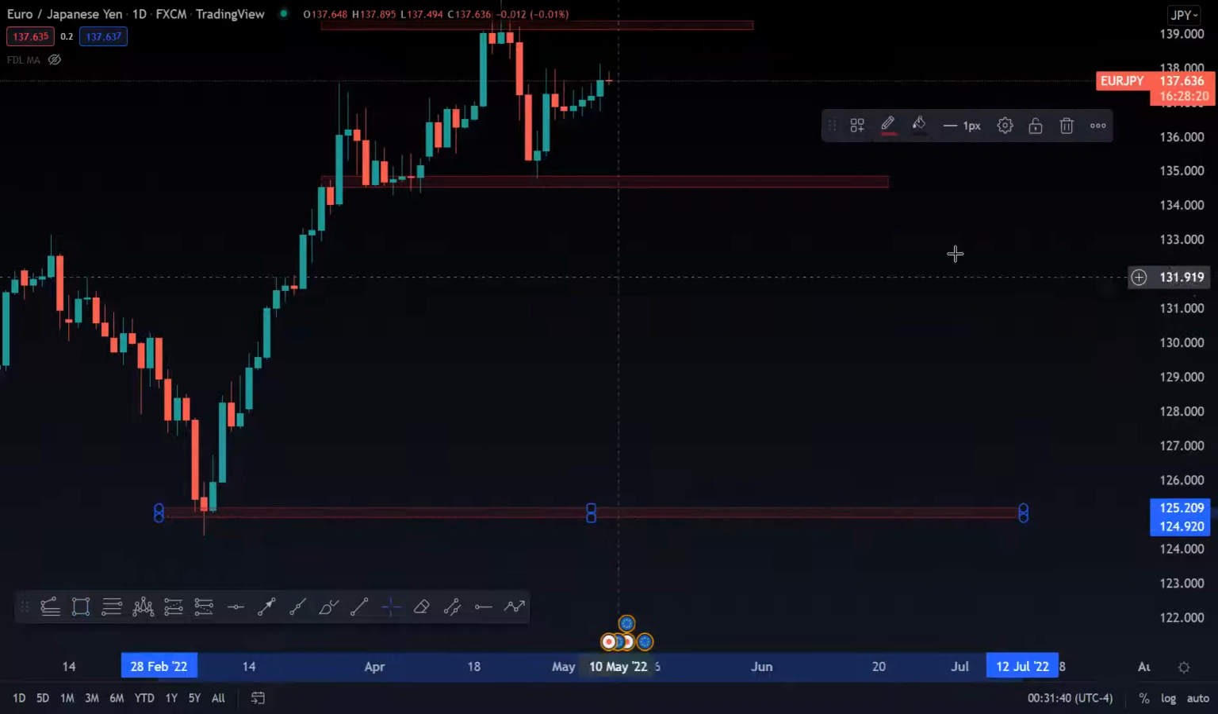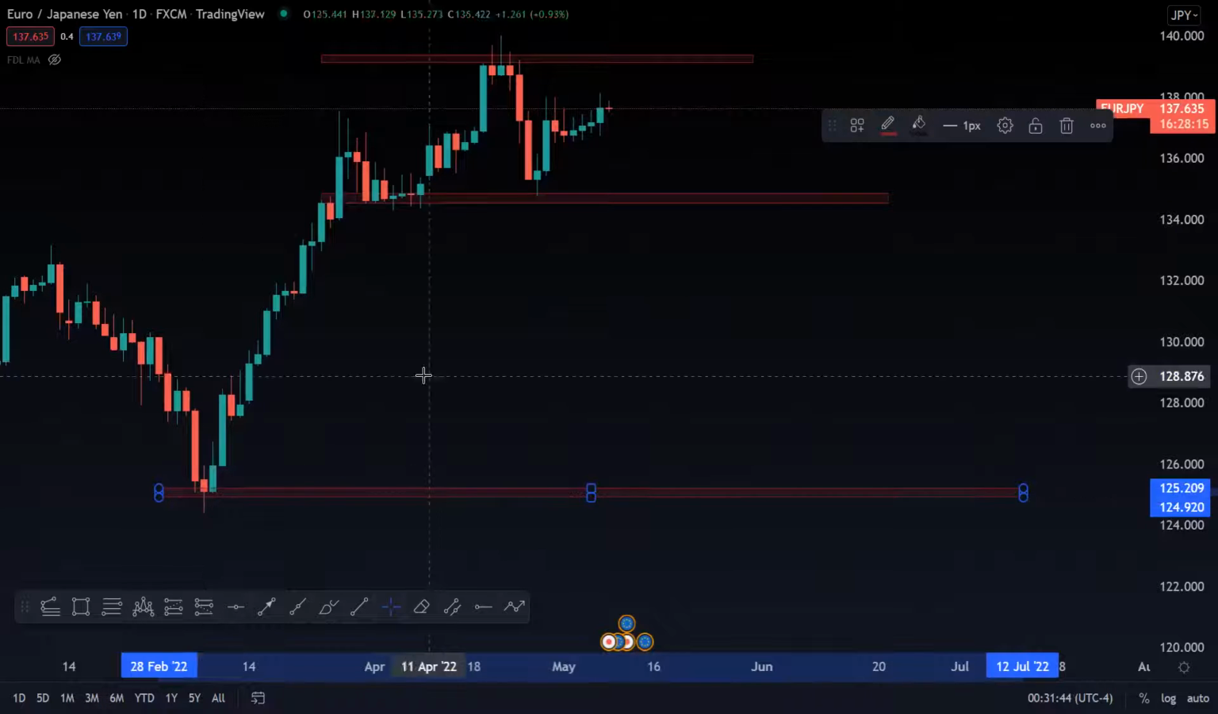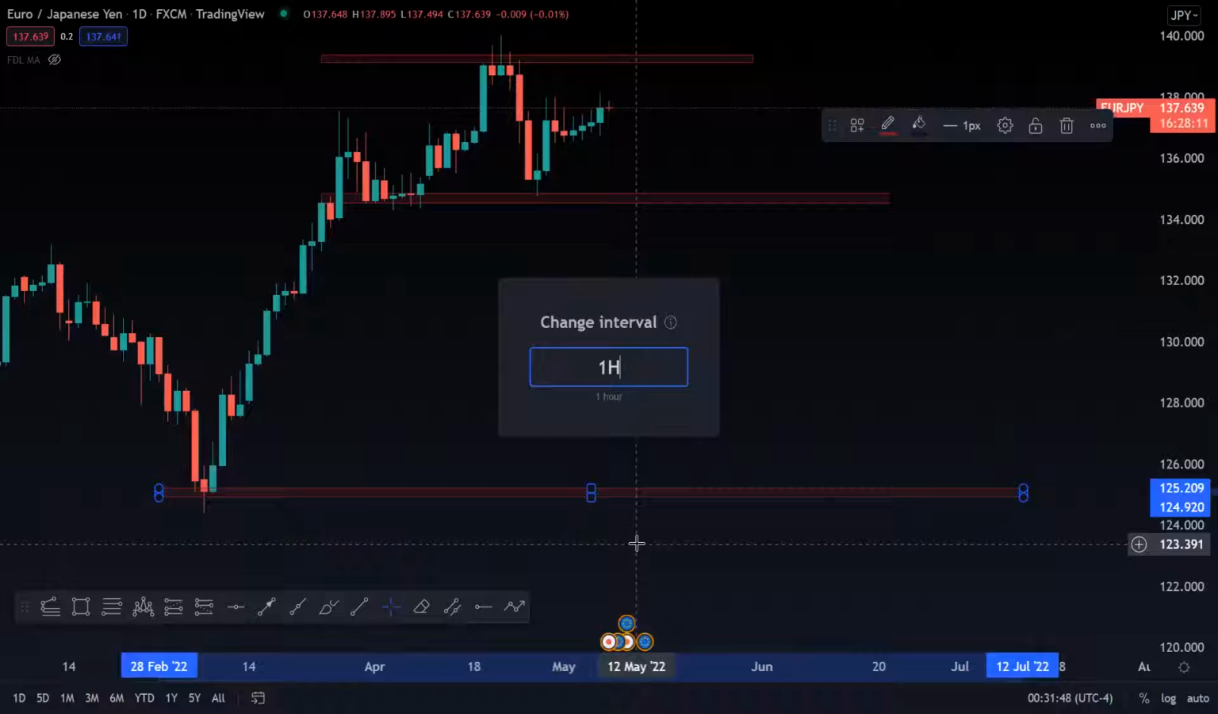I could have drawn more outer support and resistance as well, but I don't want to make it too messy. Let's go to the 1 hour time frame.